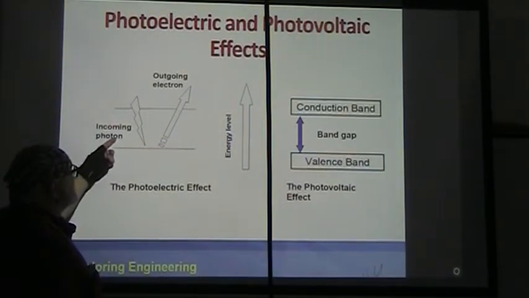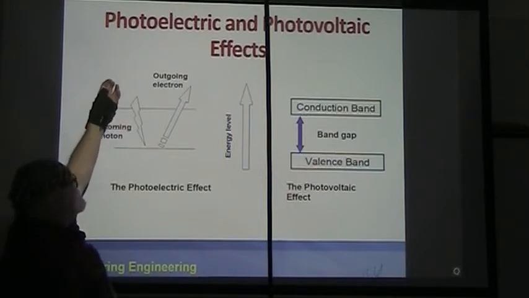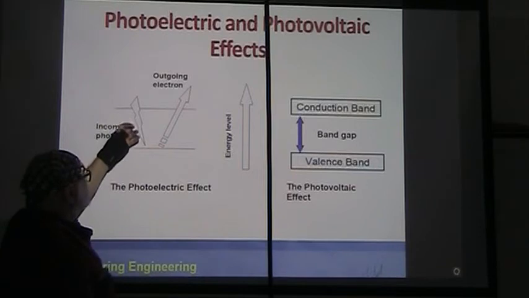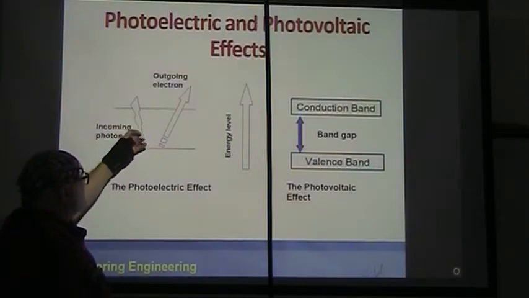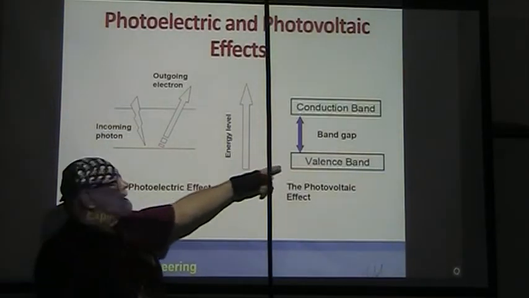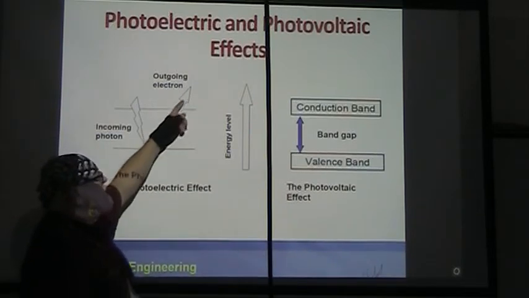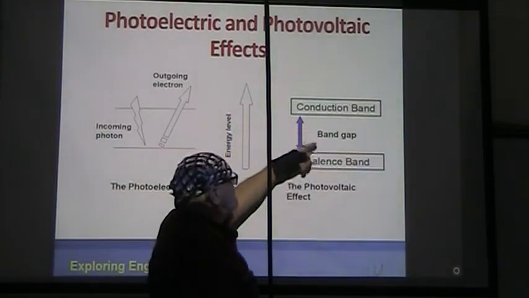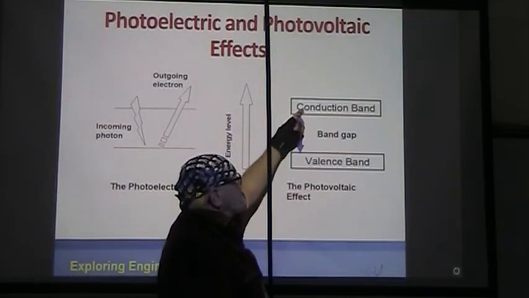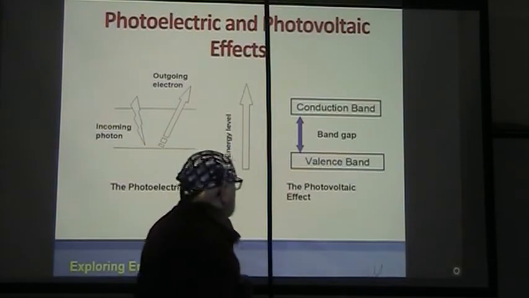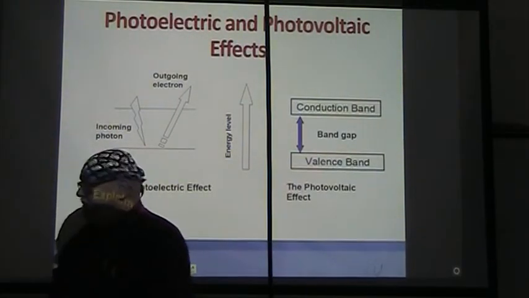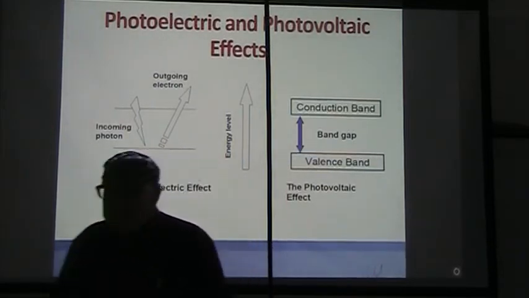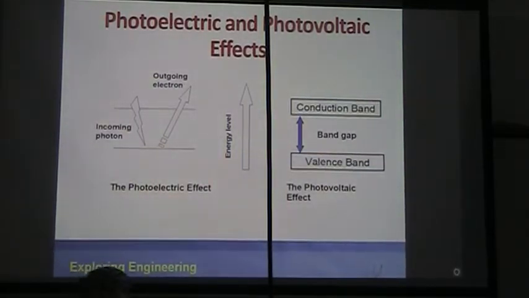All right, so we've got an incoming photon, right? It's from the sun, it's from the light, whatever. It comes in, it hits our valence band, and it emits an outgoing electron, right? And this band gap, right? We have a conduction band and a valence band, right? But this illustration is supposed to show how these are tied together.